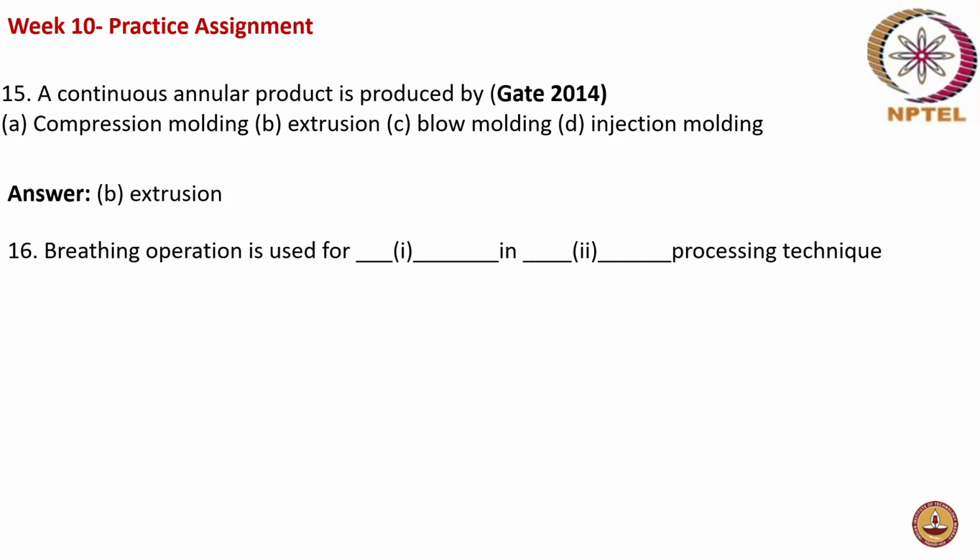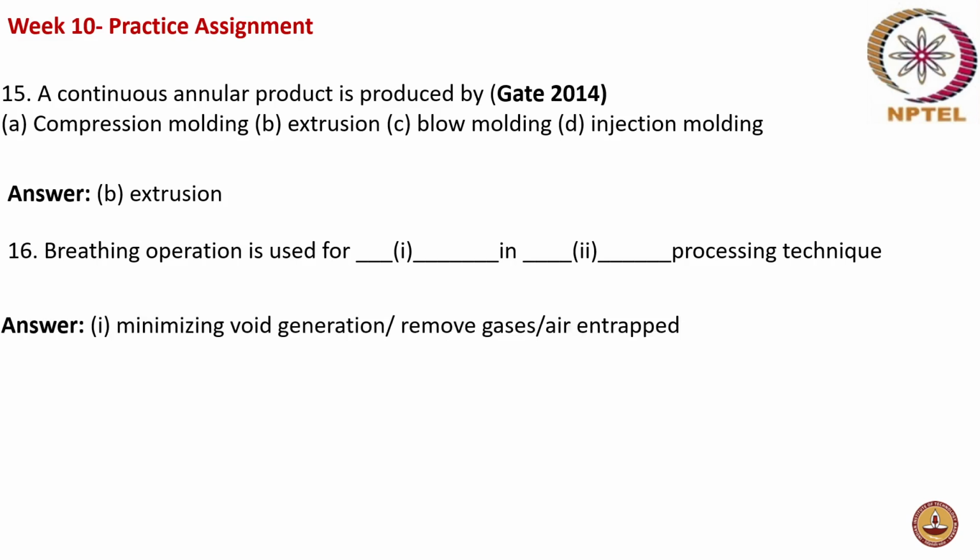Next, breathing operation is used for dash in dash processing technique. So, why do we use a breathing operation in polymer processing, and in which processing technique is it used? The answer is that breathing operation is used for minimizing void generation or removal of gas or air entrapped, and it is used in compression molding.